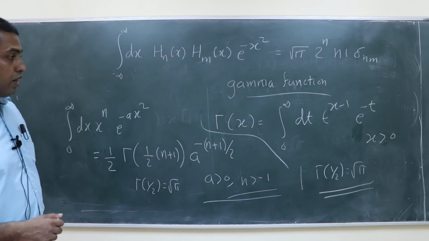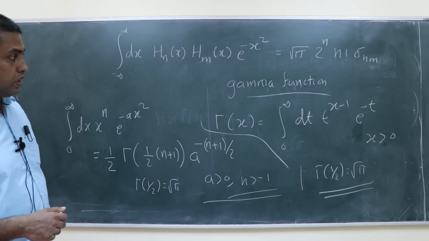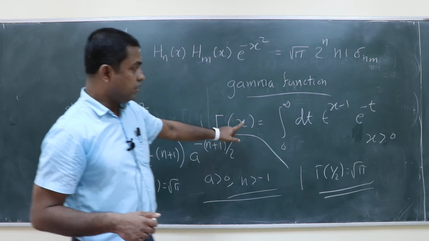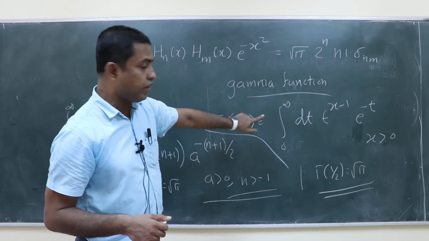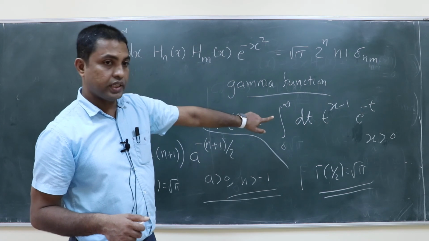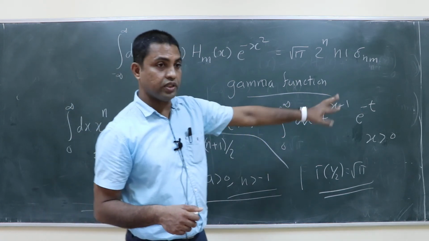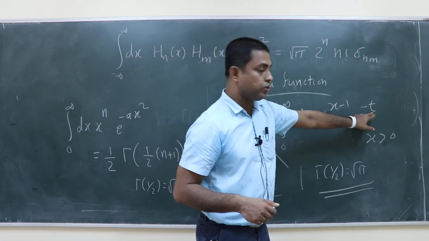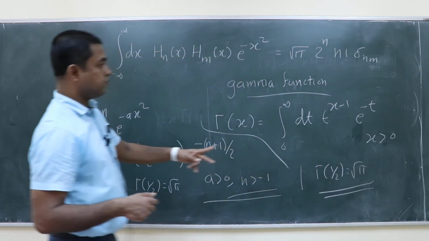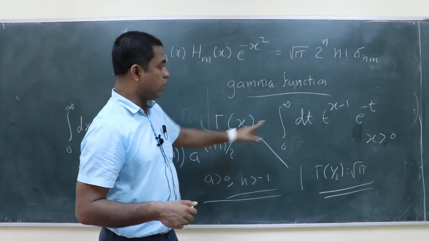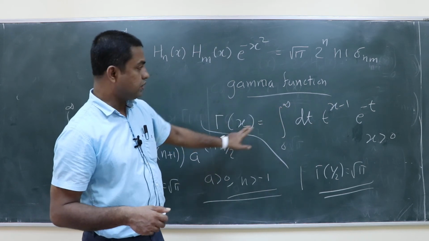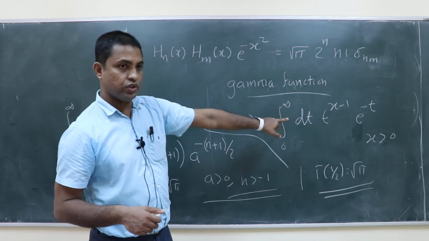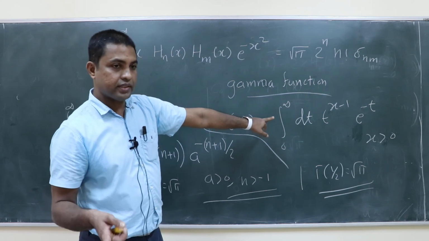Gamma of half is root pi. You can actually get this from the expression by doing a change of variable and the integration. Put x equal to half and t equal to u square, and do the change of variable. I am giving you that as an exercise.